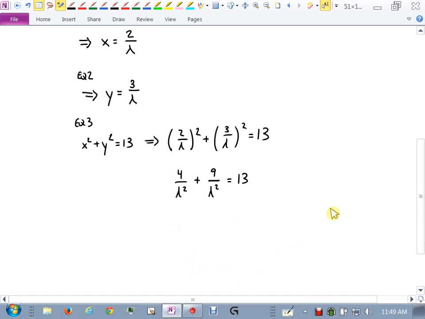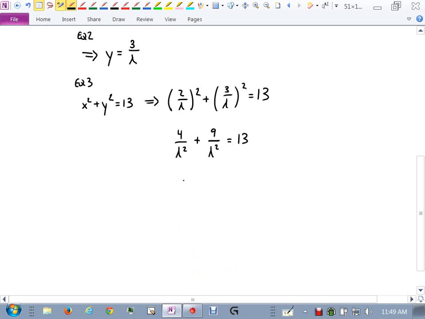I can put those two together, can't I? Same denominator. Hey, what is that? 13 over lambda squared equals 13, which means lambda squared has to be 1, right? Moving things around. Lambda squared has to be 1, then that means lambda has to be 1 or negative 1.